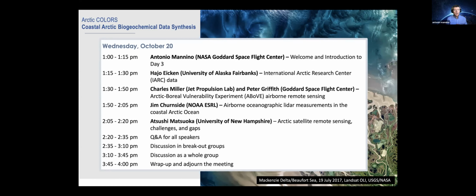And Atsushi Matsuoka is pulling double duty for us this week, providing a second presentation addressing Arctic satellite remote sensing challenges and gaps. This will be followed by Q&A for all speakers, and we'll have some breakout groups with a revised set of questions. They're generally different than what we've discussed earlier this week. But the aim is not necessarily to just focus on remote sensing, but remote sensing in the context of the other topics. We'll also come back for a discussion as a whole group, and then at the end of the day, we'll have a wrap up and adjourn the meeting.